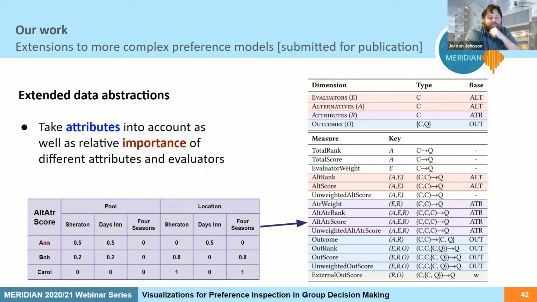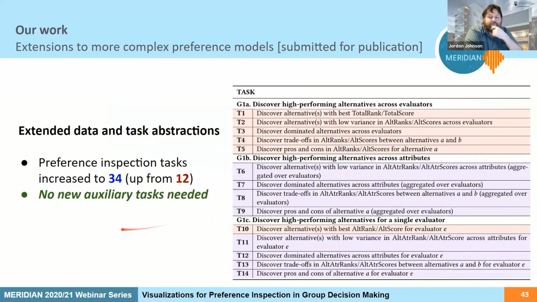So we have our evaluators, we have the attributes, pool and location, and we have some alternatives: Sheraton, Days Inn, and Four Seasons. So perhaps Sheraton and the Days Inn have pools, but they're not heated, and perhaps the Four Seasons has no pool. And so Anne and Bob are in various stages of being kind of okay with a not heated pool, but Carol is heated pool or nothing. So that's one way of being able to look at it.